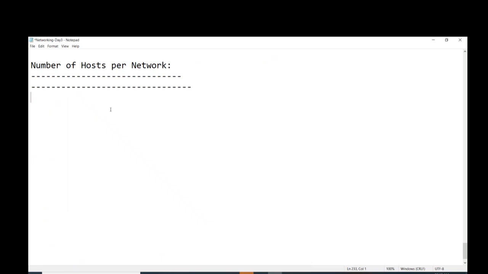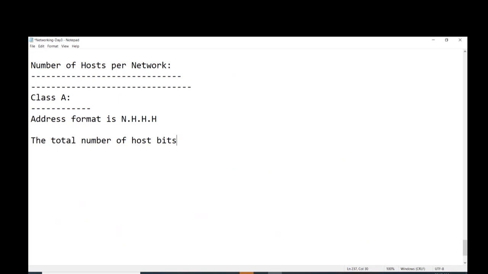So again for class A, I'll write the address format is network, host. Then the total number of host bits: how many host bits are there? I am not asking about octets. Each octet has 8 bits, so 24.